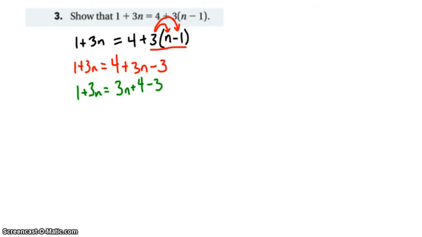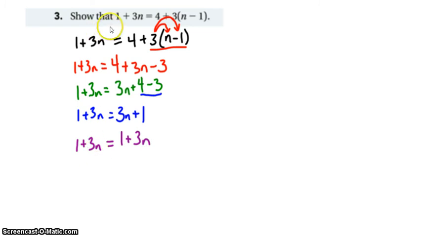All right, now, next thing I'm going to do is subtract this right here, that 4 minus 3. We're going to show that. So 1 plus 3n equals 3n plus 4 minus 3 is 1, so plus 1. Since this is addition again, I'm going to rewrite things back the way they were by flipping this around. And so 1 plus 3n equals 1 plus 3n.